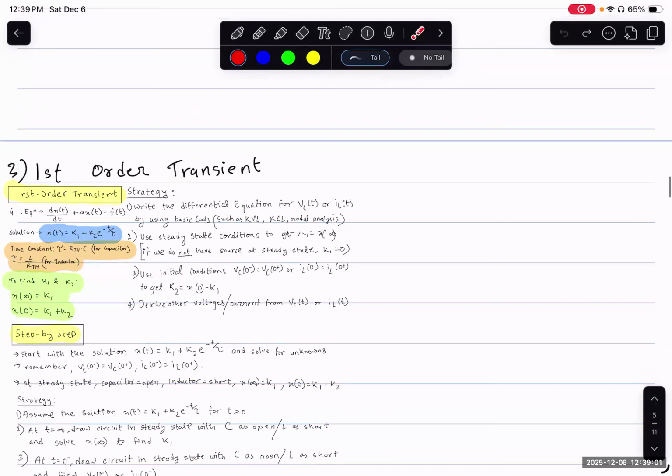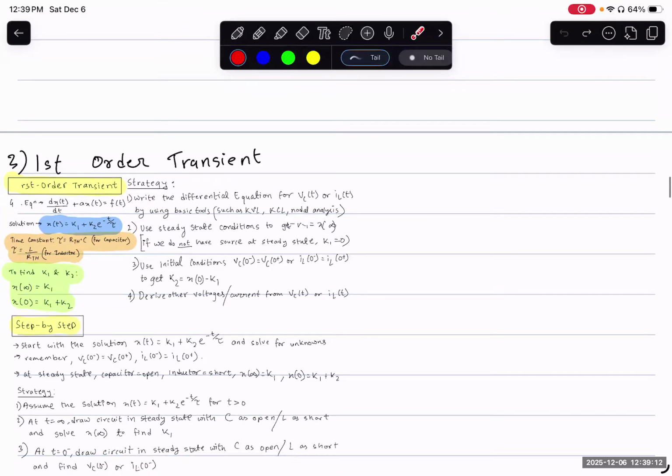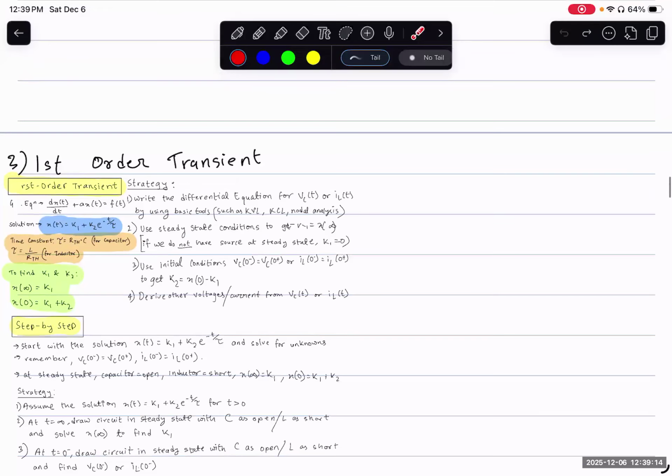All right, moving on. One thing I've seen, including myself, I used to struggle a lot when I was first doing first and second order transient circuits. It's actually not the easiest thing to solve.